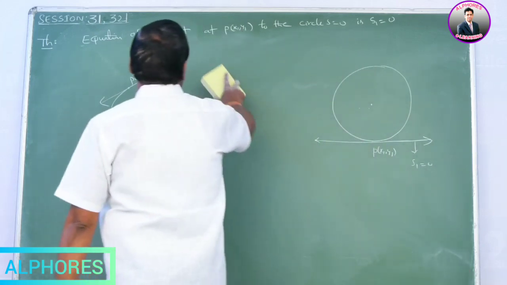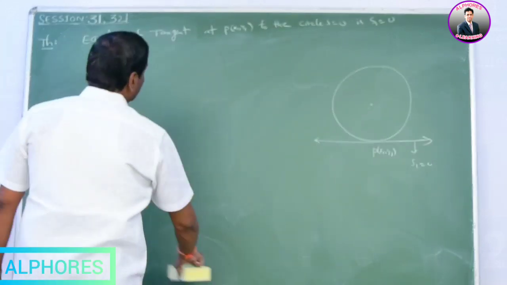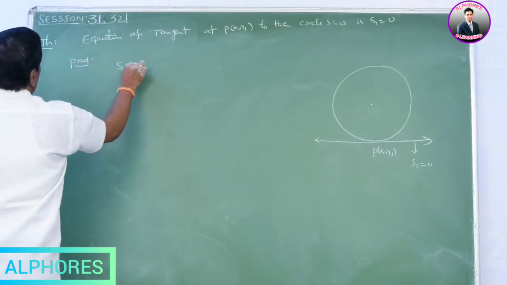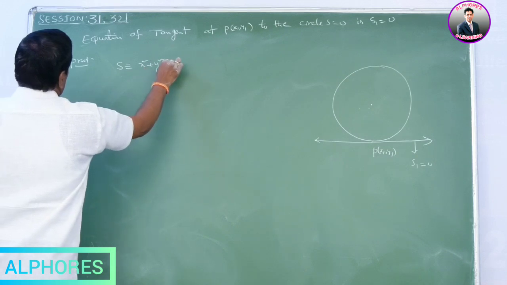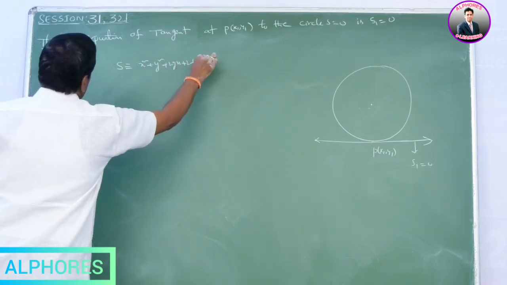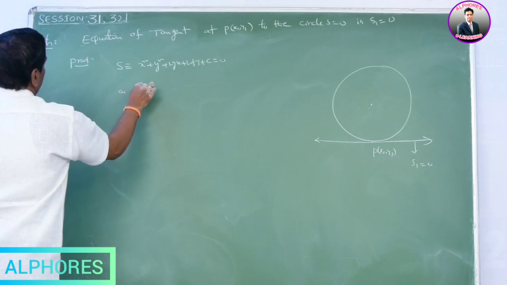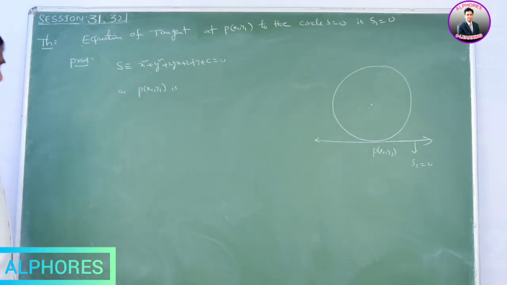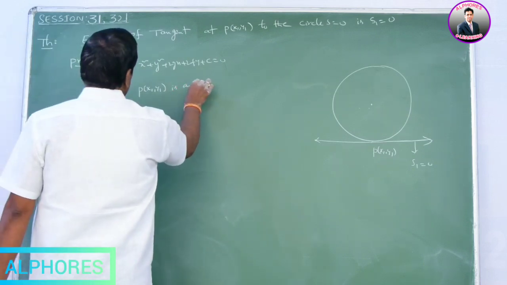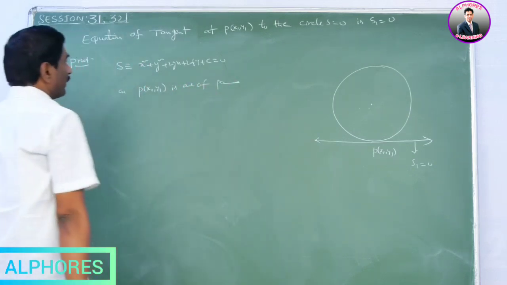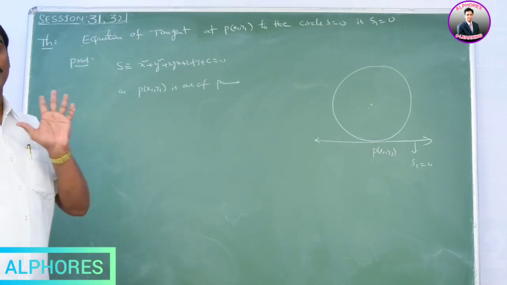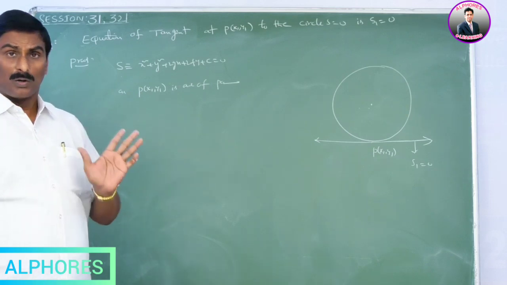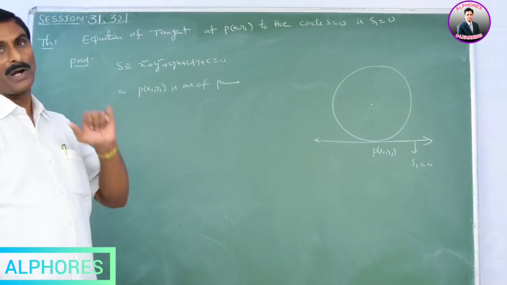Equation of the tangent at P(x1, y1) to the circle S equal to 0 is S1 equal to 0. Proof. Equation of the circle S: x square plus y square plus 2gx plus 2fy plus c is equal to 0, and P(x1, y1) is any point on the circle. At the point means that the point must lie on the circle. For getting the equation of the tangent, first we find the slope. Slope means dy by dx at that point.